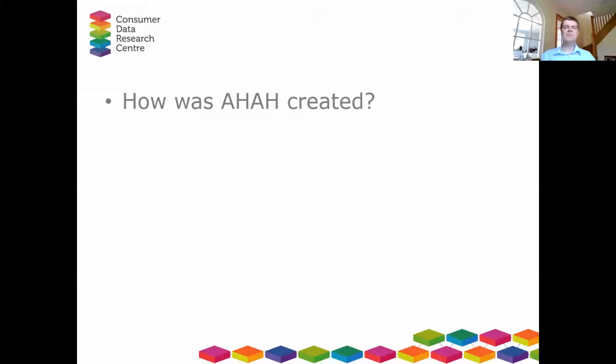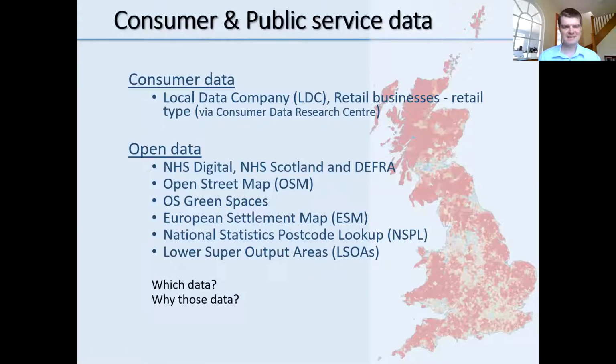So, we've got the top question of how was AHAH created. We've already said a little bit about the different domains and the different indicators within those domains and some of the data sources that we've used. Just to dig into a little bit more of the data set specifically. There was a selection of the retail data, what we might call consumer data. A lot of this was from the Consumer Data Research Centre in terms of business locations and business types. But the majority of the data was open data from a variety of different sources.